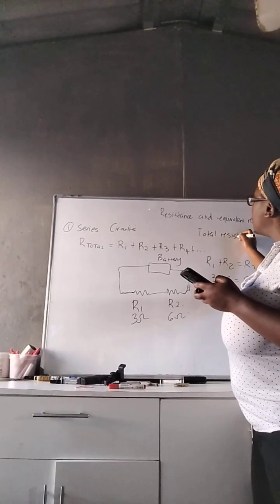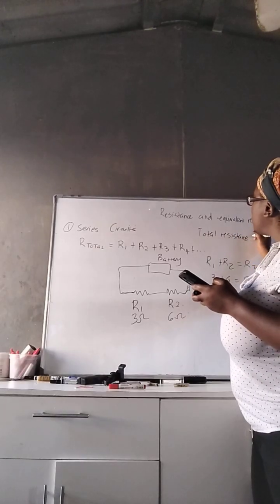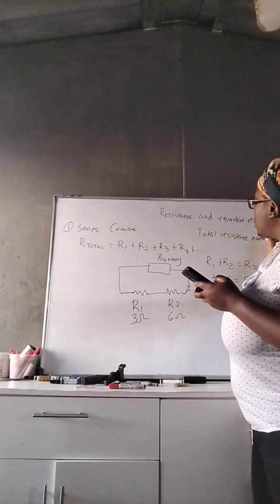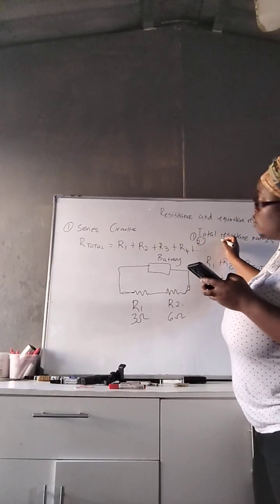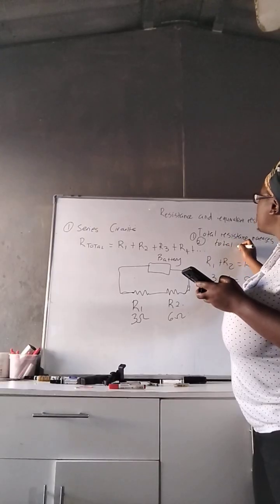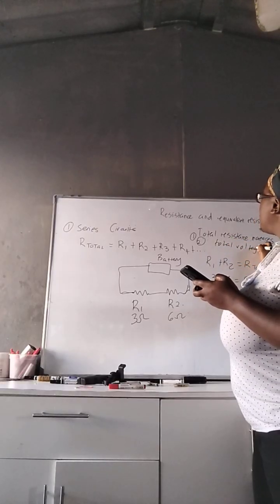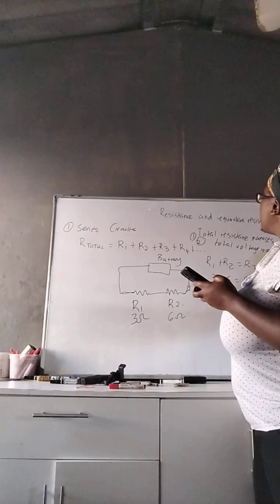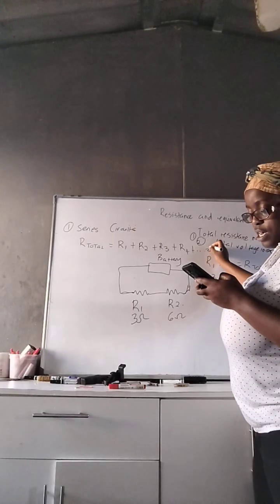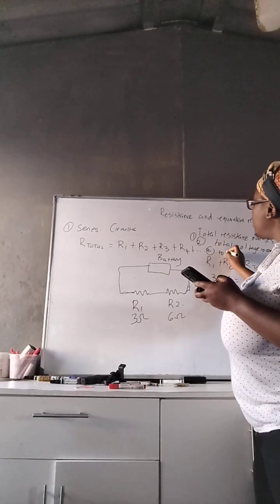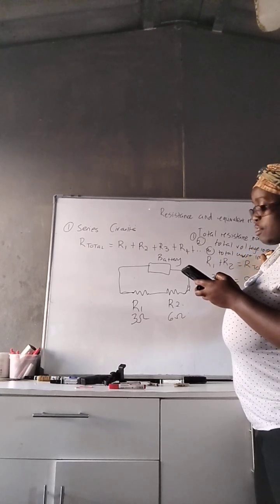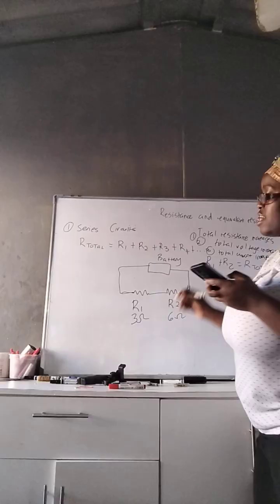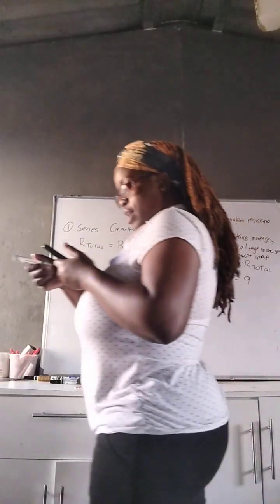So the effects of adding more resistors in series: number one, the total resistance increases. Number two, total voltage will increase. Number three, total current will also increase.